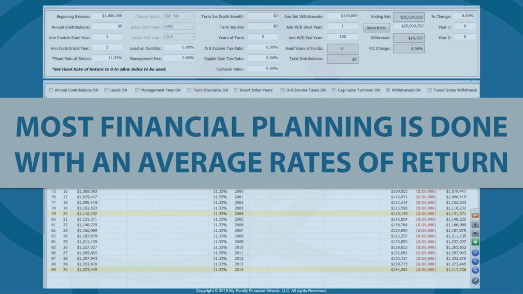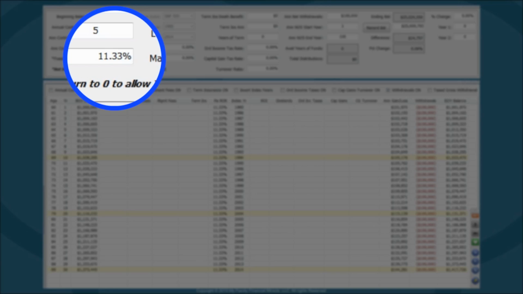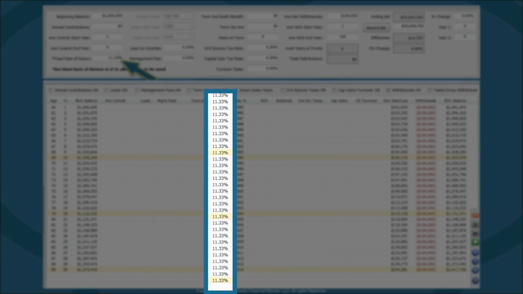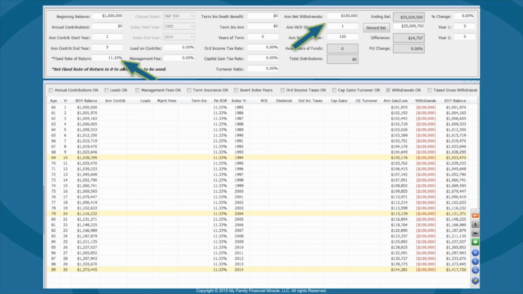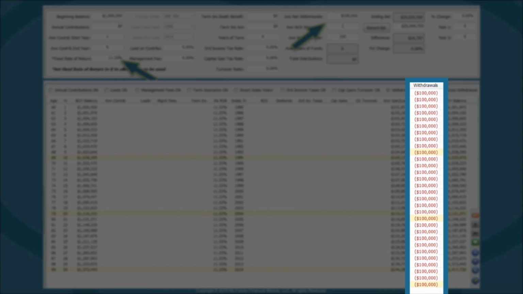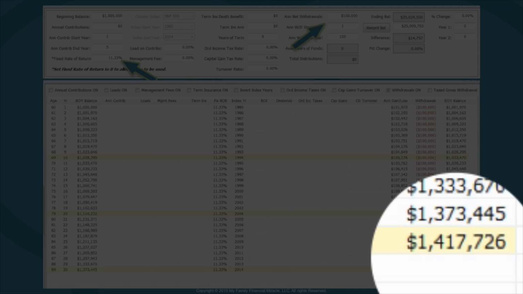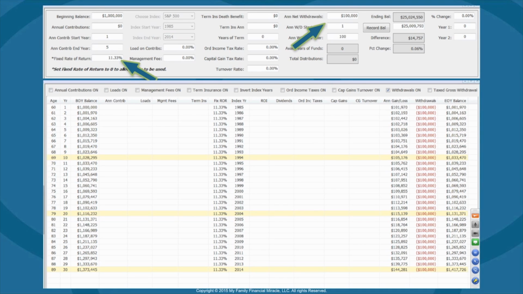Most financial planning is done with an average rate of return. In this example, our actual history was 11.33%. So I'm going to give this account a linear rate of return and then pull $100,000 per year off of the account. As we would expect, this account will last forever and will grow over time. At the end of 30 years, with our linear rate of return and a constant annual withdrawal of $100,000, our account balance is $1,417,726. Just as we anticipated, with consistent returns, everything works great.